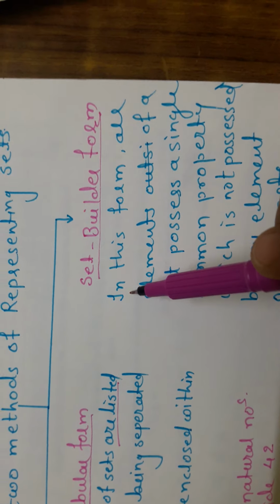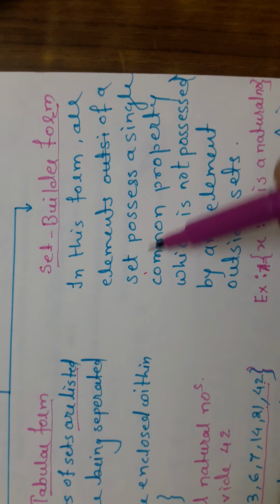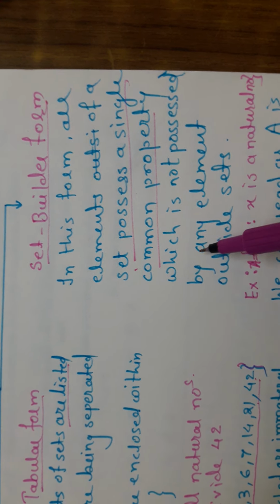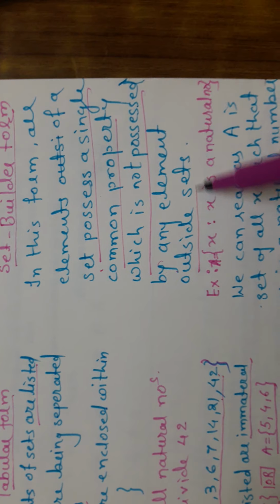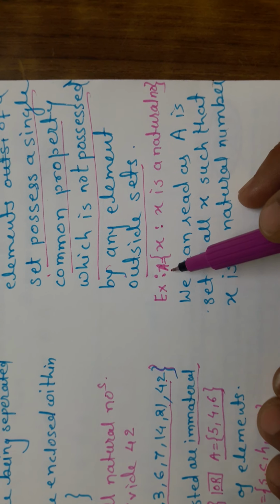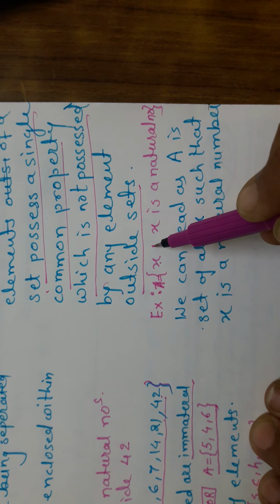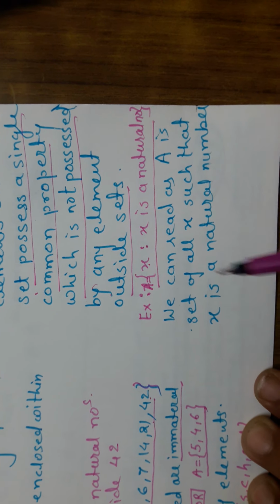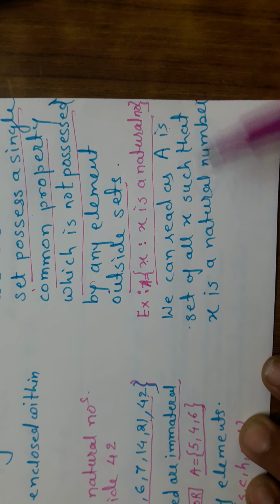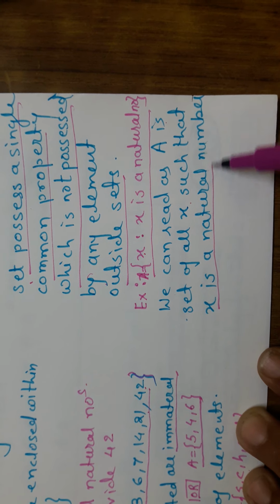Next form is the set builder form. In this form, all elements of the set possess a single common property which is not possessed by any element outside the set. For example, set A is the set of x colon x is a natural number. How will we read this set? We can read it as A is the set of all x such that x is a natural number.